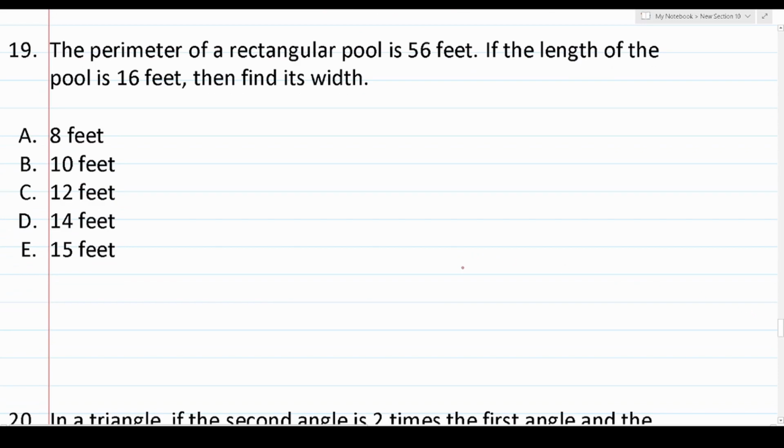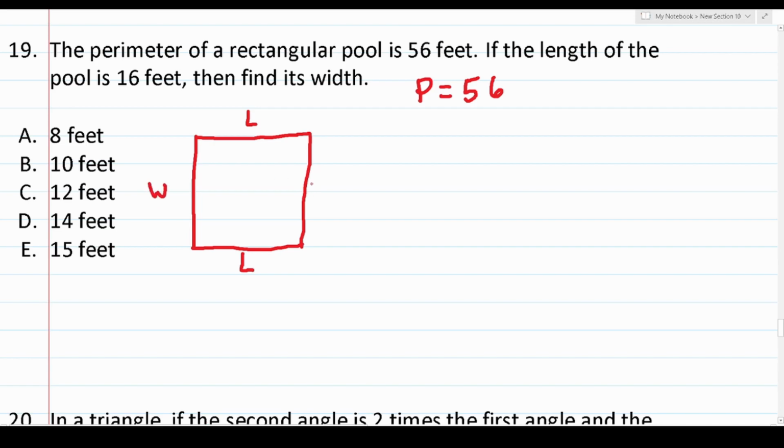All right, number 19 says the perimeter of a rectangular pool is 56 feet. If the length of the pool is 16 feet, find its width. Okay, so we're dealing with a nice, simple shape, notably a rectangle. We're told what its perimeter is, and I'm going to denote perimeter with a P. We're told that's 56 feet, and we know what the length of it is. Again, in a rectangle, you have a length here, and a width here, and a width here.